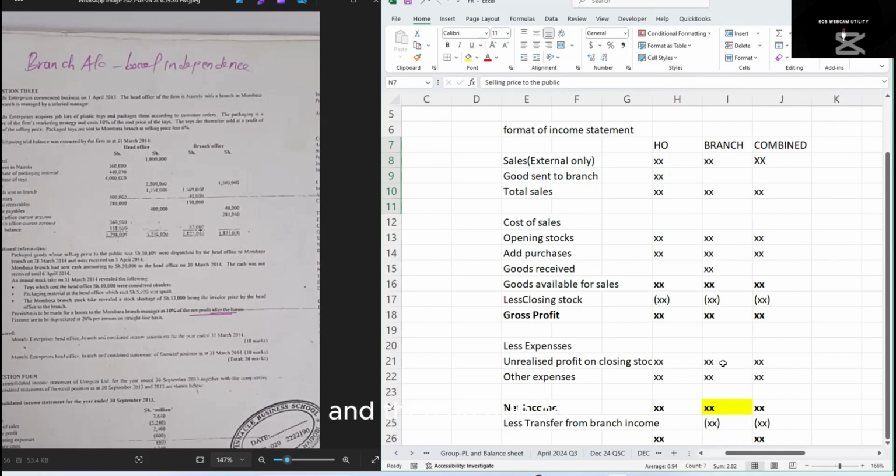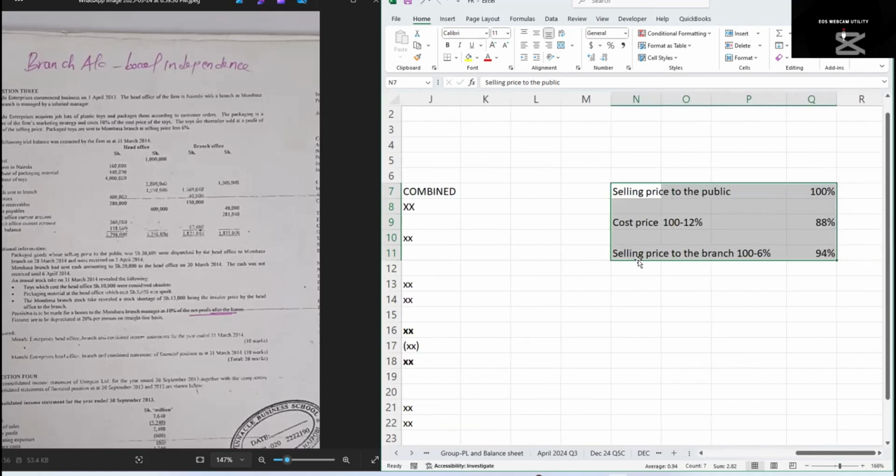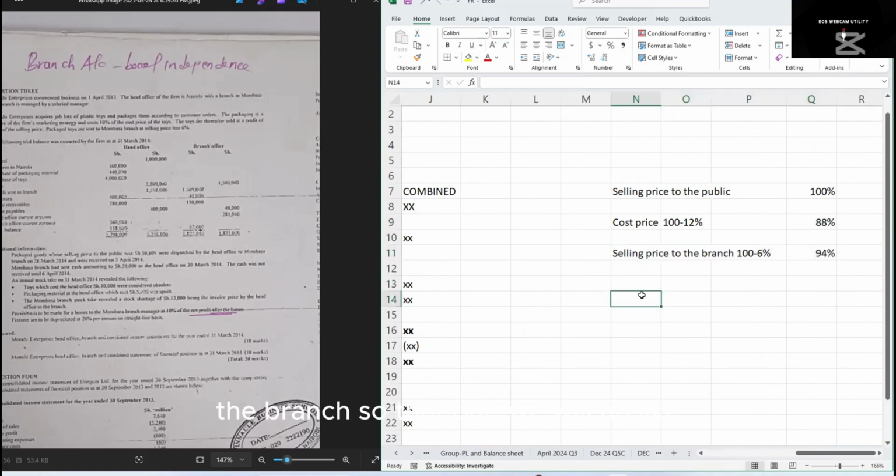And you remember we have been told the selling price to the public. So you can see you have to relate. We'll be using the selling price to the public and also the selling price to the branch. So with that information alone, you need to know the cost price and the selling price to the public. This is note one, so we will have our working here.